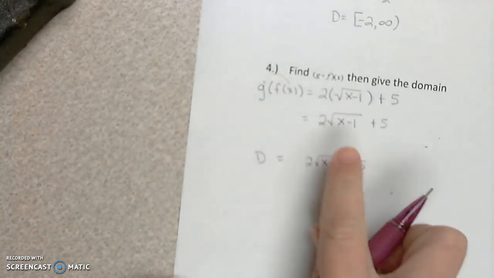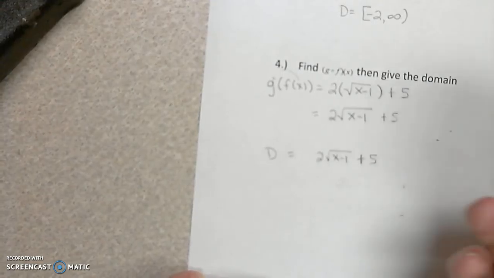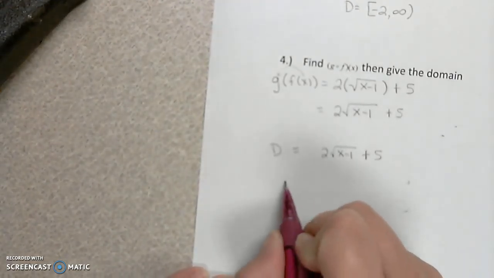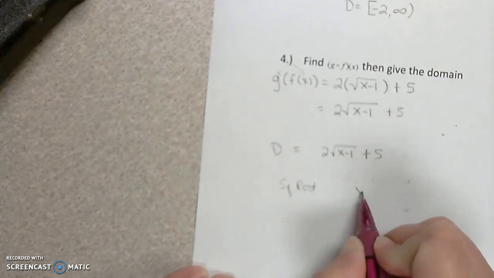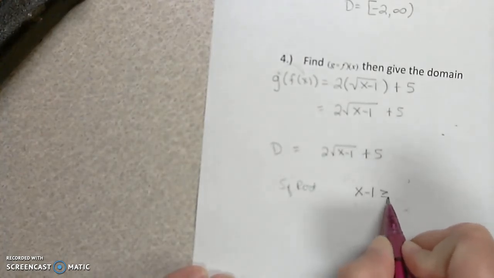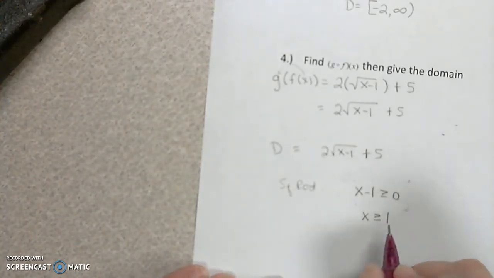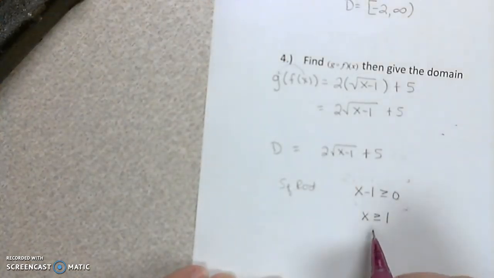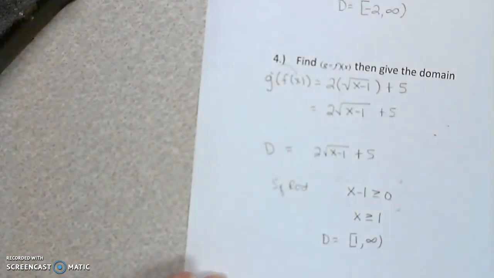Alright, so here's my new function, 2 square roots of x minus 1 plus 5. Still, for the domain, because it is a square root function, I'm going to say radicand must be greater than or equal to 0. Solve for x, I find that x must be greater than or equal to 1. So if I write the domain, it should be bracket 1, comma, positive infinity.